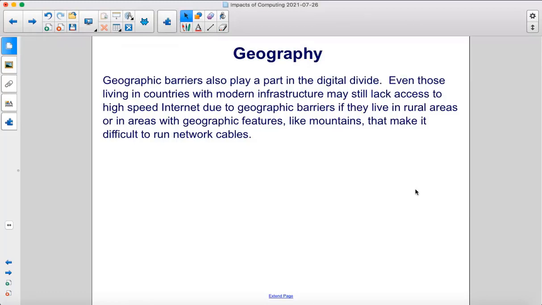Geographic barriers also play a part in the digital divide. Even those living in countries with modern infrastructure may still lack access to high-speed internet due to geographic barriers if they live in rural areas or in areas with geographic features like mountains that make it difficult to run network cables.